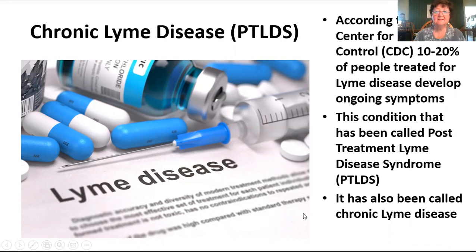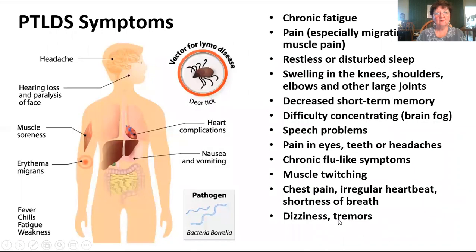So according to the Center for Disease Control, the CDC, 10 to 20% of people treated for Lyme disease develop ongoing symptoms. Now, of course, that is a concern for a lot of people. This condition has been called post-treatment Lyme disease syndrome, so that's PTLDS, and it has been called chronic Lyme disease.